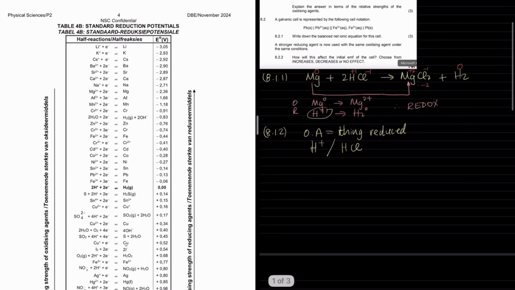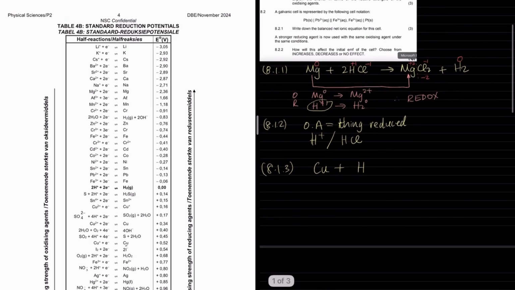So the reaction that they are talking about, 8.1.3, they are saying that copper does not react with dilute hydrochloric acid. So there is no reaction here. And they want to know why. So the first thing I want to do is write out the oxidation numbers of the things that are on the reactant side. So copper, it's on its own, so it's going to have an oxidation number of 0. H is going to be +1 and Cl is going to be -1.